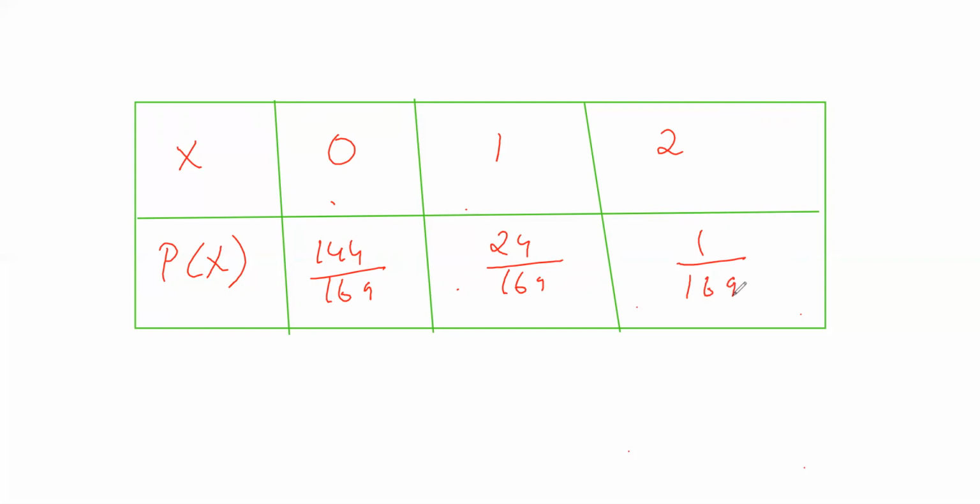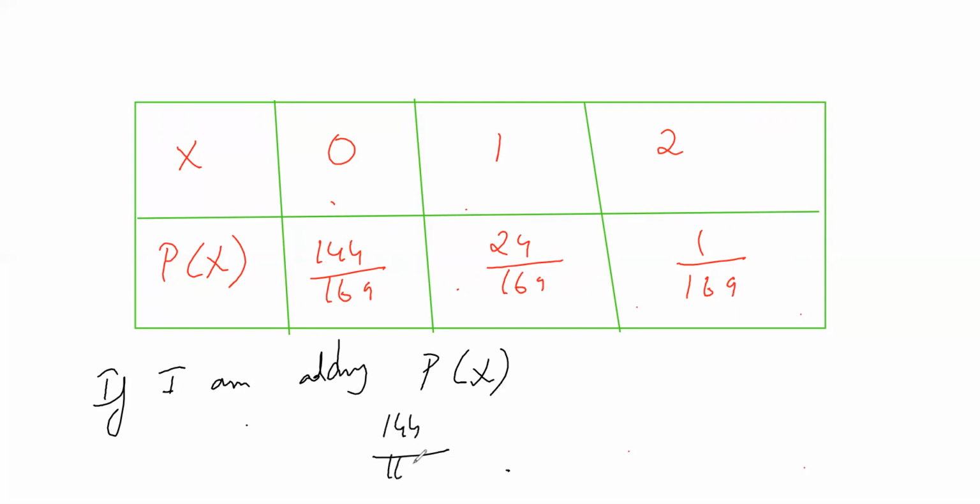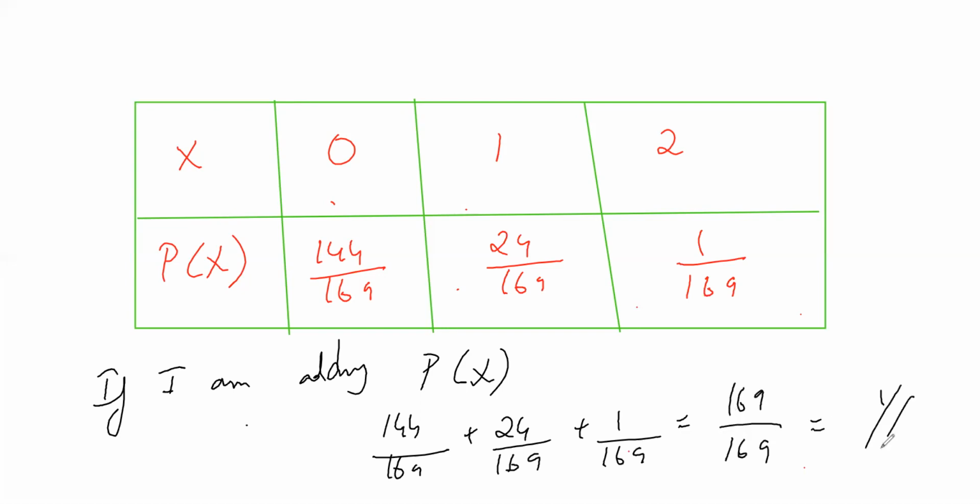So if I'm adding all of the p of x, okay, if I'm adding, that also write down. If I am adding p of x, so that is 144 by 169 plus 24 by 169 plus 1 by 169. So I'm getting it. So 144 plus 25 is 169 by 169. So I should get the answer as 1.